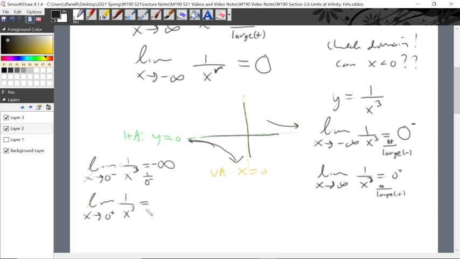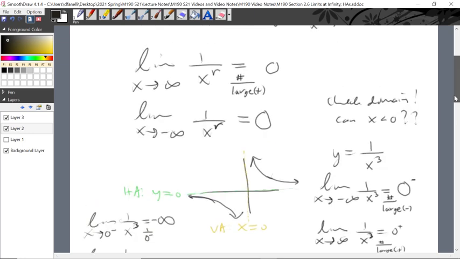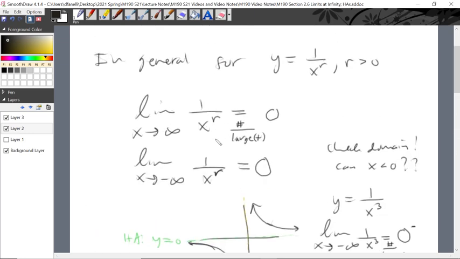That's a 1 over 0 situation again, but here the denominator is always going to be positive, very small but positive. And so the ratio will be very large but positive as well. Okay, so here's an example of a function 1 over x to the r. We could do the same thing where r doesn't have to be a whole number. This could have been 1 over the cube root of x, and this is still ultimately going to be true.